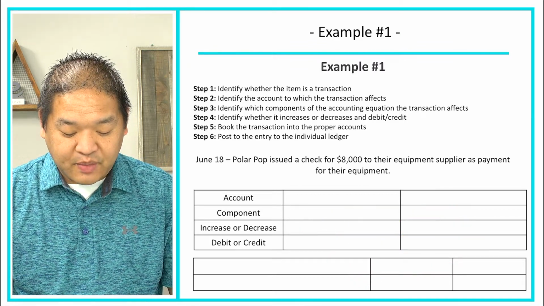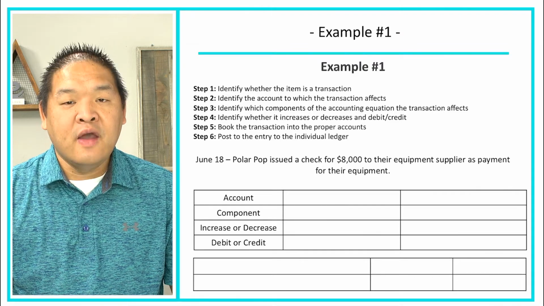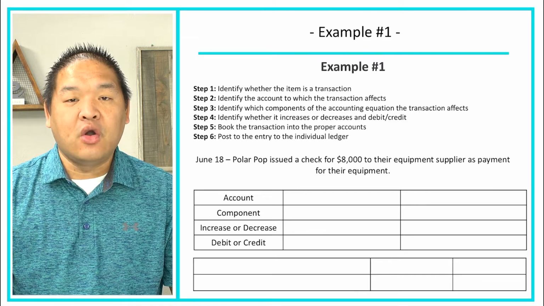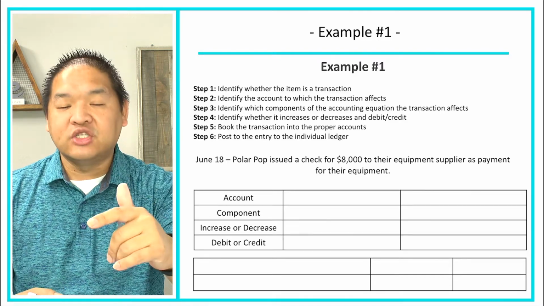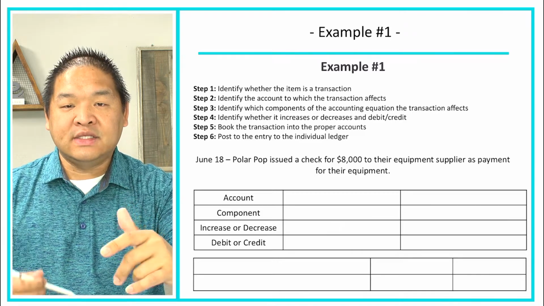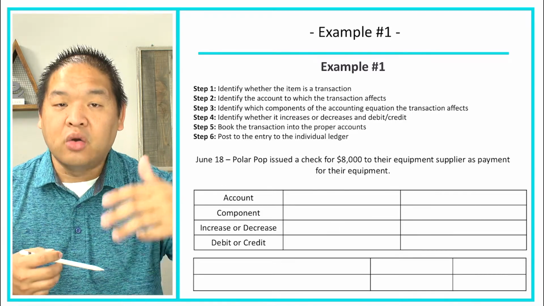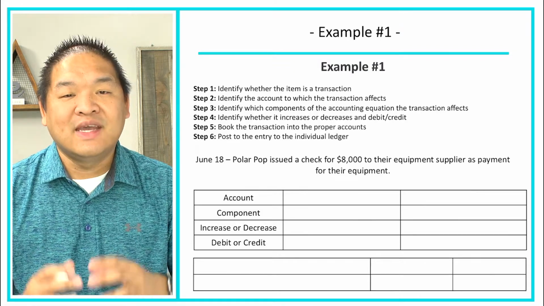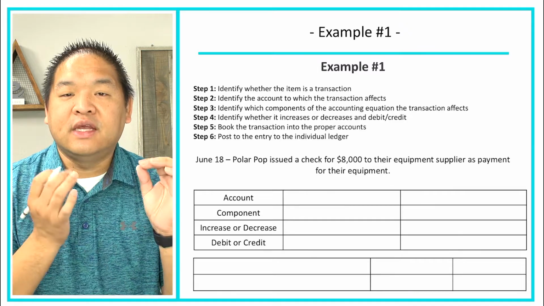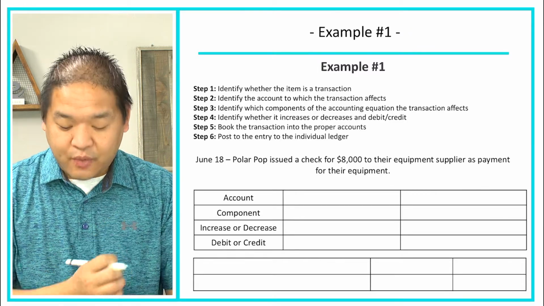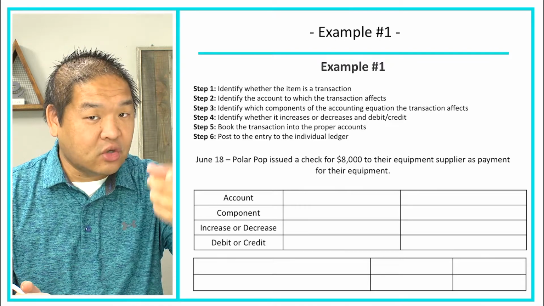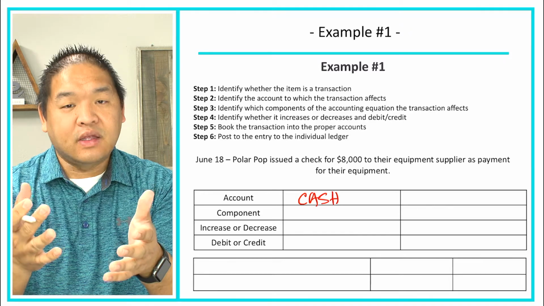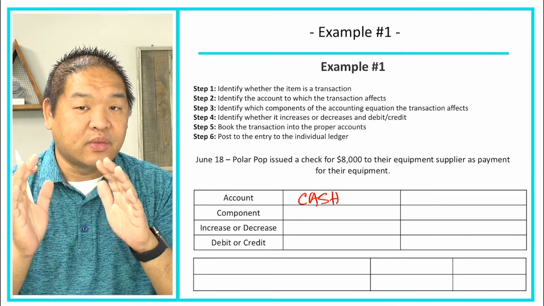Moving on to example 3. Polar Pop issued a check for $8,000 to their equipment supplier as payment for their equipment. So what did we give up? Well, we gave up cash. What did we get? A release from our obligation to that vendor. What's that obligation? That accounts payable that we booked in that first example. Okay, so what accounts are affected? Well, cash is going out, so cash. And we're going to decrease the payable, because that's how much we're being released from.